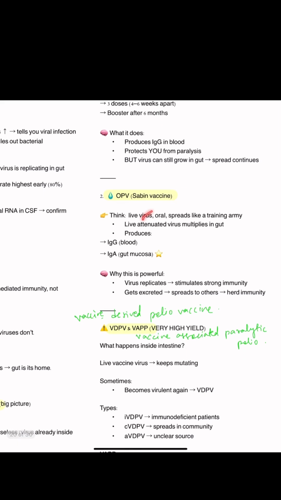OPV Sabin is live virus, oral, spreads like a training army, live attenuated virus. It multiplies in the gut and it produces IgG in the blood and IgA in the gut mucosa. Why is this powerful? Because the virus replicates. It stimulates strong immunity by producing IgG and IgA, that is IgA is the antiseptic paint of the mucosa, and the virus gets excreted. It spreads to others and it provides herd immunity.